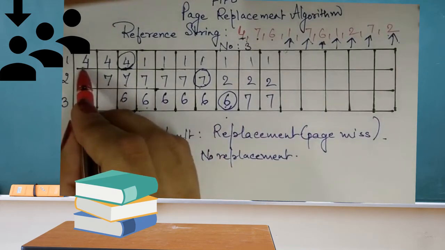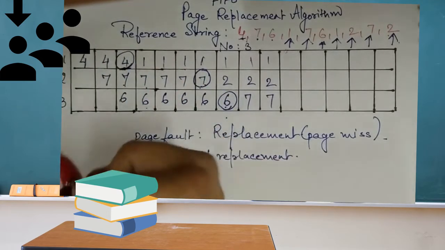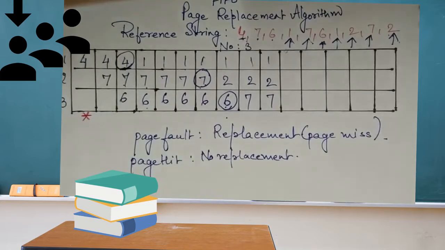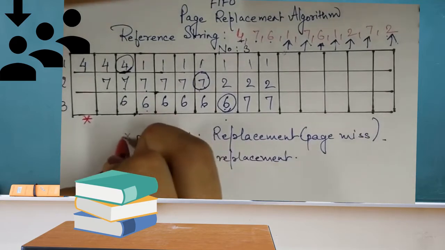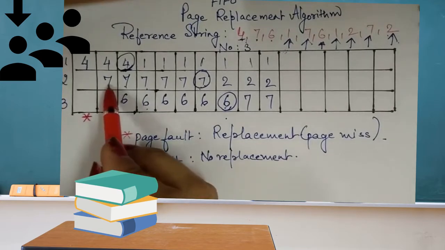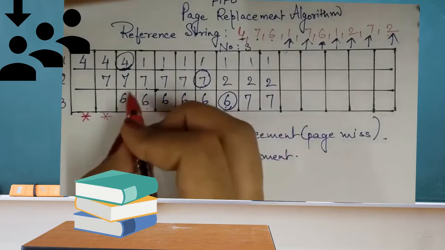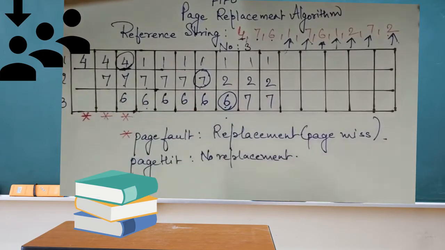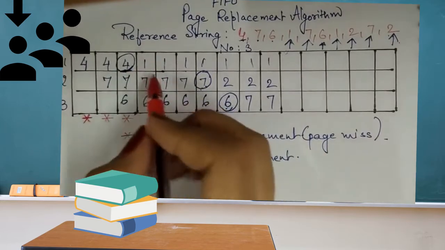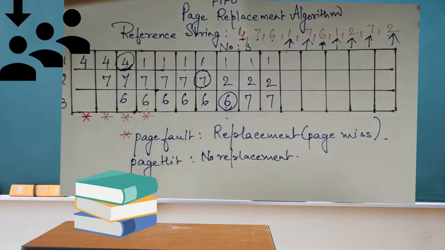Here I have definitely made a replacement, that is, I have brought in the page. So this is a page fault or a page miss. I will be marking the page miss with an asterisk. 7 was brought into the memory, so this is again a miss. 6 was brought into the memory, this was again a miss. 4 was replaced, so there was a replacement done, so it is again a miss.